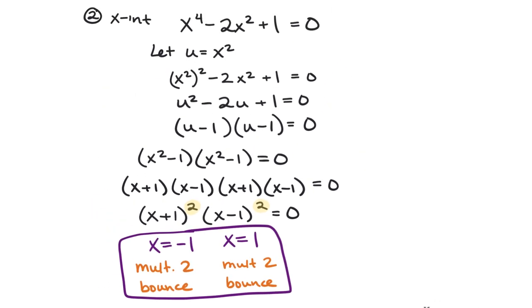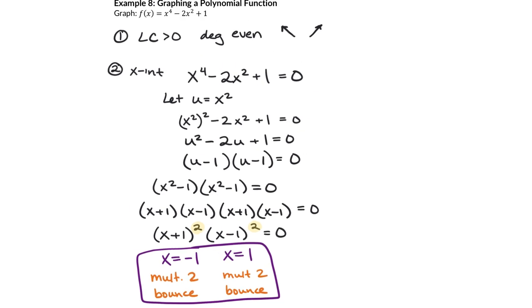So far, what we have done is we have found the end behavior. We know that at the end of this graph, it should rise on the left and rise on the right. We know exactly where it's going to cross or touch the x-axis. We move on to step 3.